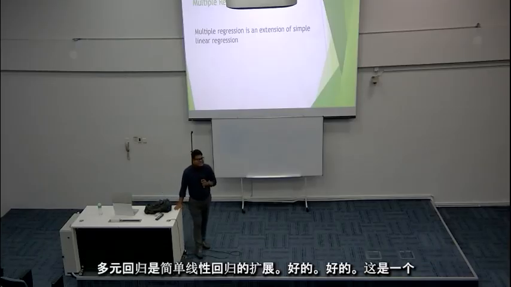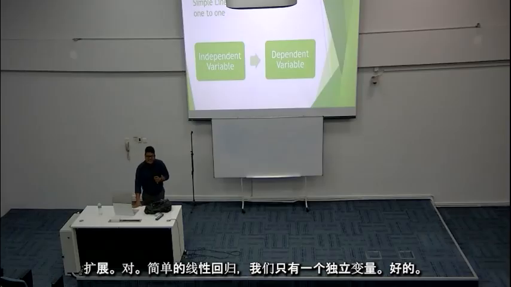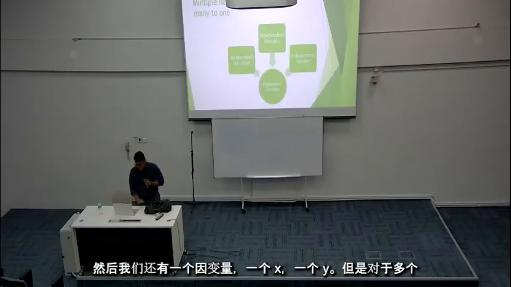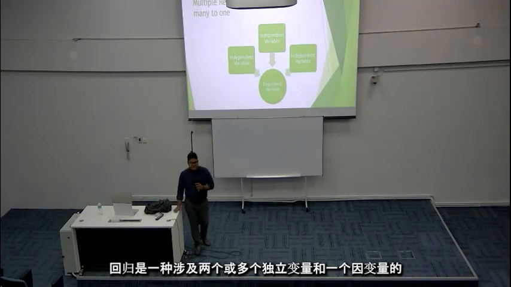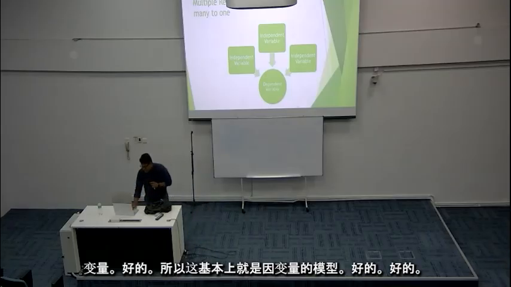Multiple regression is an extension of simple linear regression. In simple linear regression, we only have one independent variable and one dependent variable: one x and one y. But for multiple regression, you will involve two or more independent variables and also one dependent variable. This is basically the model for the dependent variable.